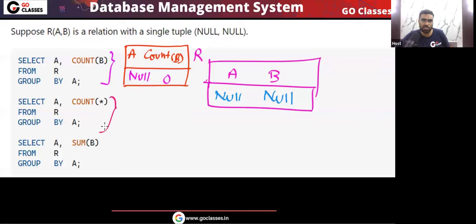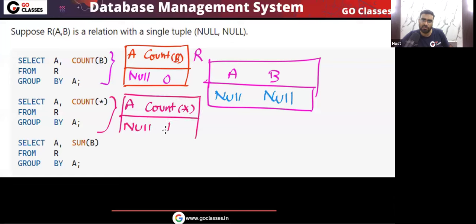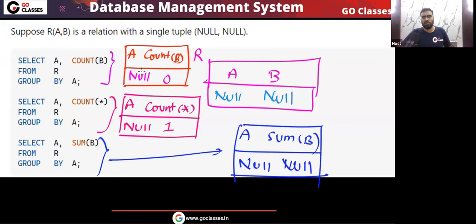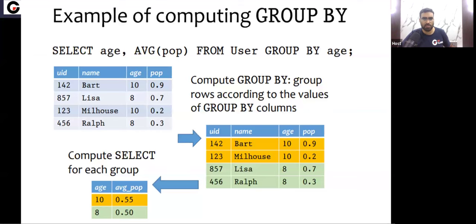Okay. For this question, the answer will be A, count star. For this question, the answer will be null comma 1. And for this question, the answer will be, what will that be? A comma sum of B. So that will be null comma null. So the answer will be, you can see, null 0, null 1, null null. Okay, so that's it. I hope you understood all these points.